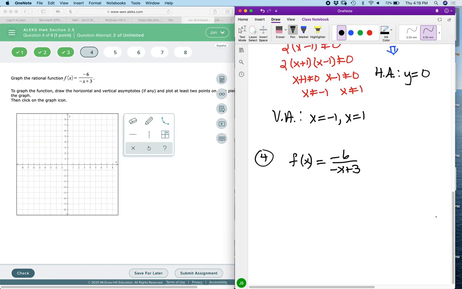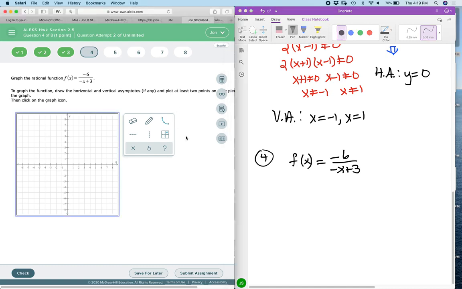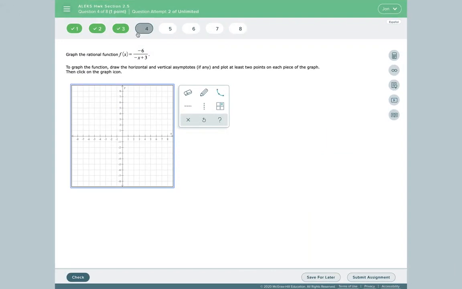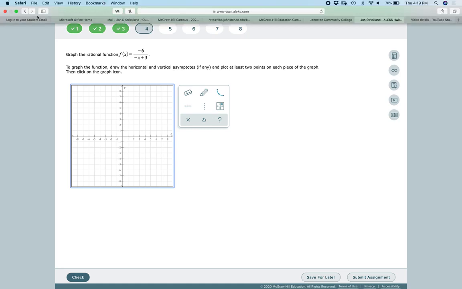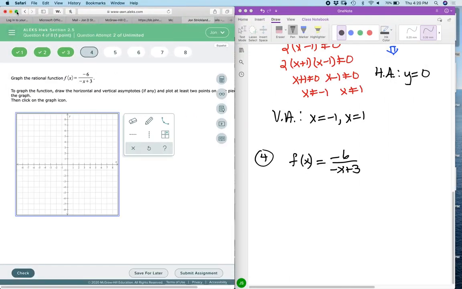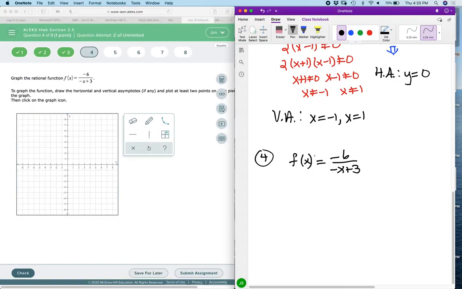Okay, for the fourth problem, now we're looking at graphing the function. It says to graph the function, draw the horizontal and vertical asymptotes where they exist, and plot at least 2 points on each piece of the graph, and then click on the graph icon. So we have with our function f of x is equal to negative 6 all over negative x plus 3.